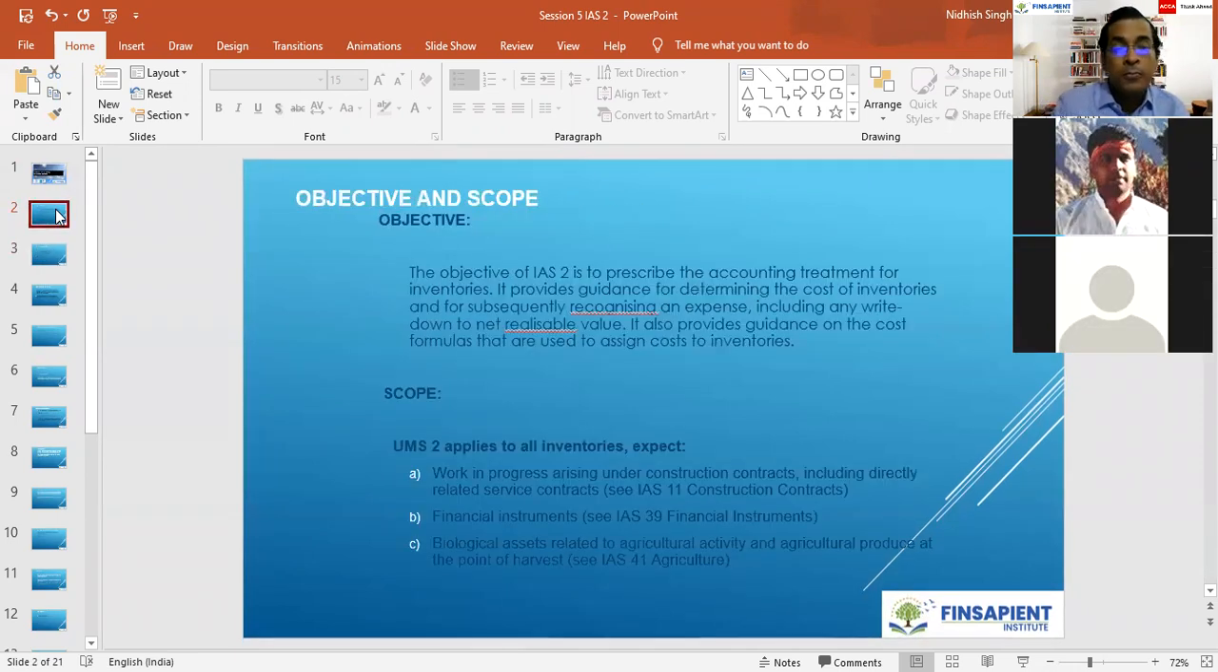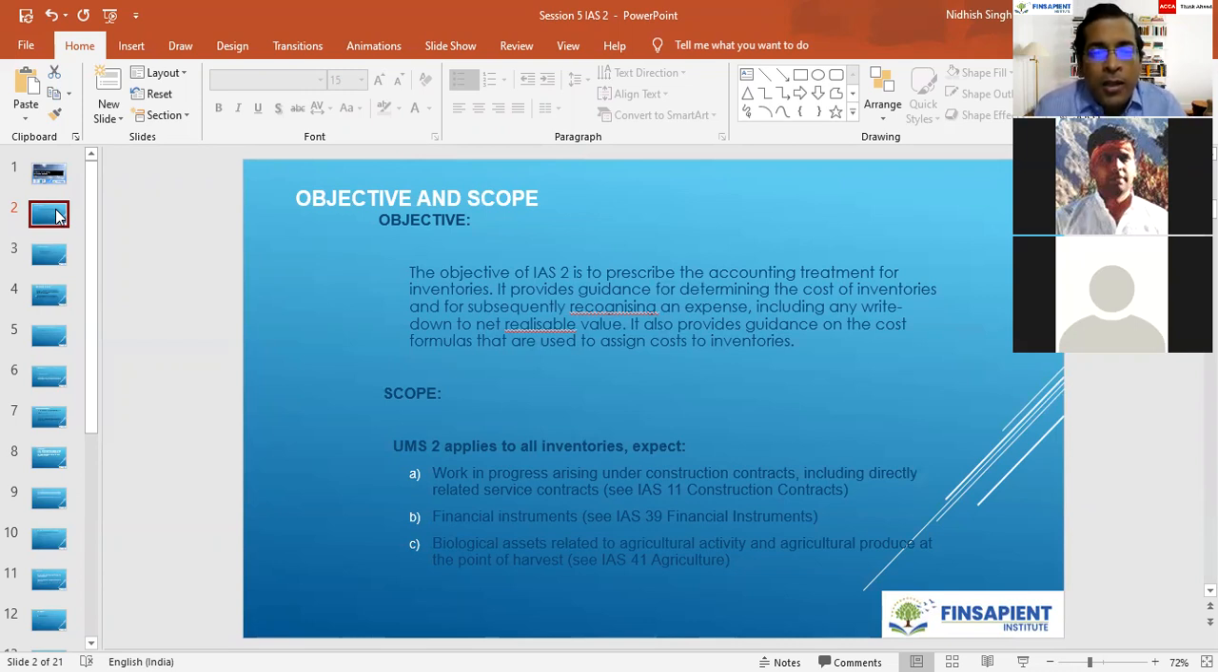What is the UMS, Nidhi? UMS2? Which one? After the scope heading, is the IAS 2 applies to all the inventories except... Yeah, these are sub clauses. I think in the IAS 2 standards.